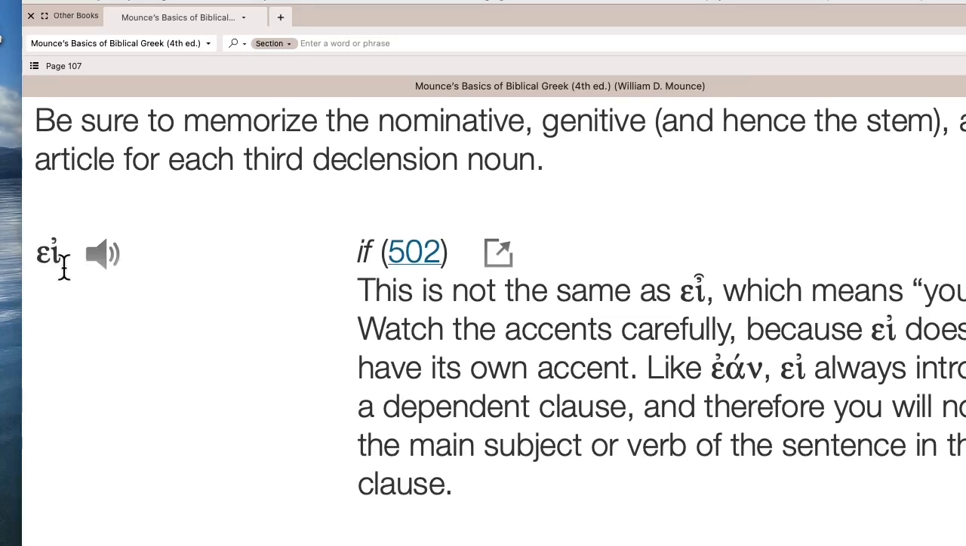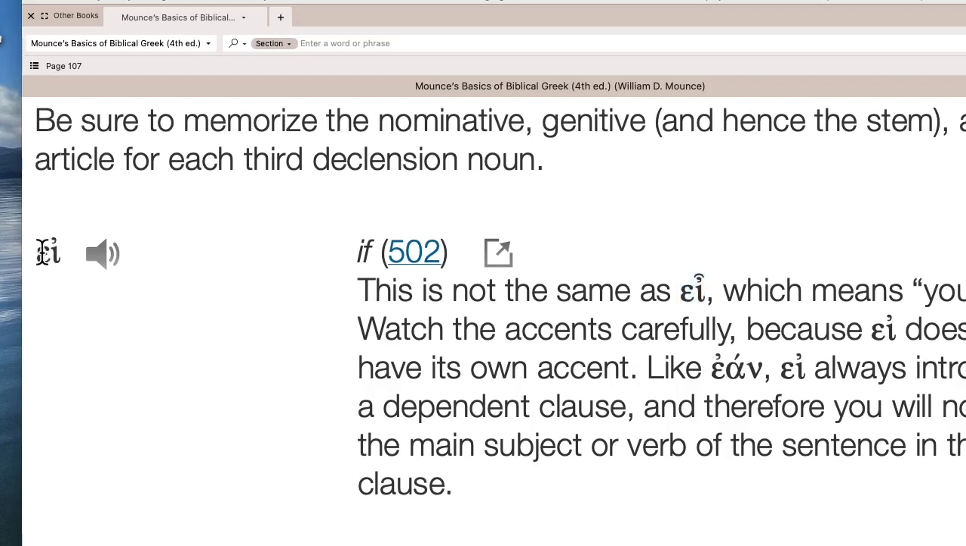Now notice there's no accent. There is a smooth breathing, but no accent. With an accent, it means you are. It's the second person singular form of the verb eimi, which is I am. Ei is you are, and that could be you, masculine or feminine, because gender is not encoded, but that's a difference.